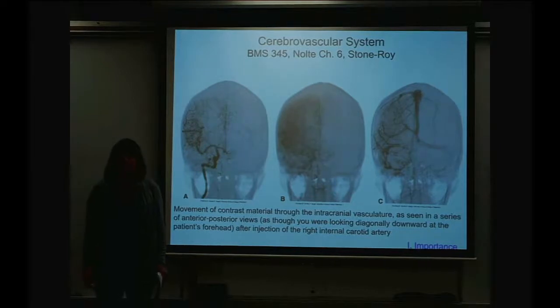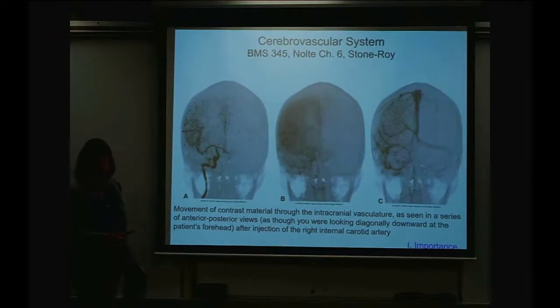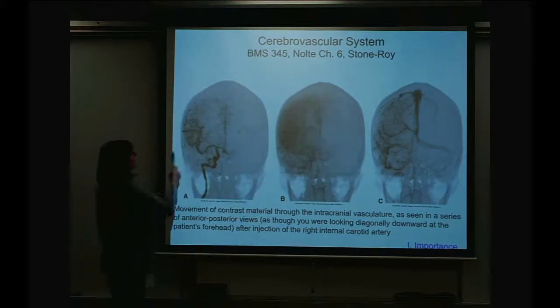The cerebrovascular system consists of multiple different things. It consists of arteries, capillaries, and veins, and those are all demonstrated on this picture here, which I really like. What happened in this picture that's in your textbook is they injected a contrast material into the right carotid artery. And after about 2 seconds, you can see that dye moving through the arteries that supply the brain.